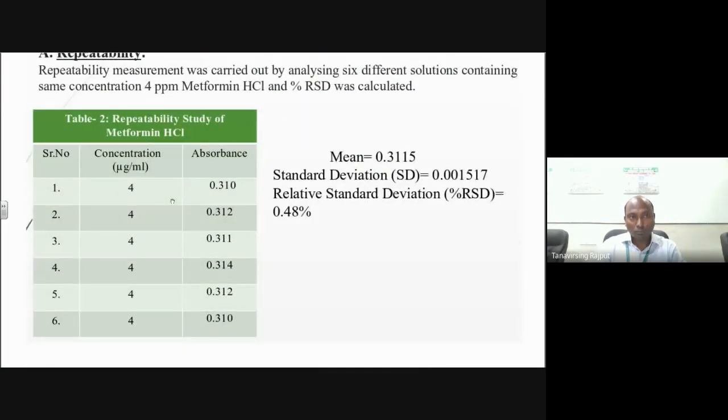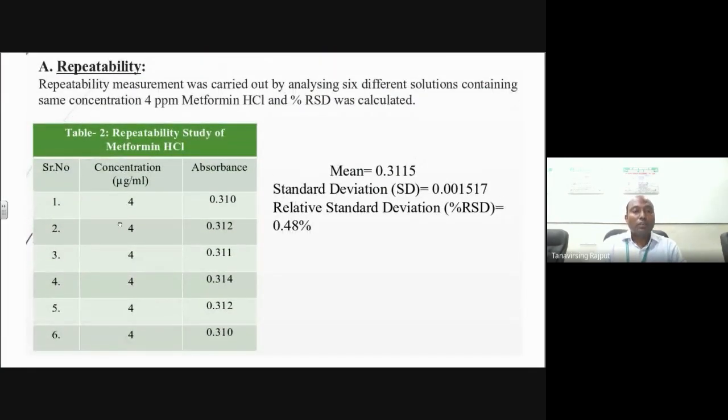For example, we can perform the repeatability study for a 4 ppm solution, and as per the ICH guideline, we have to take 6 solutions. Okay, means over here we are taking 6 sample solutions, each 4 ppm, and then we record the absorbance with the help of our UV visible spectrophotometer. Suppose we get the absorbance of that 4 ppm solution as 0.3, 0.3, 0.3. Then we calculate its standard deviation, and after that we also calculate the relative standard deviation. And if that relative standard deviation value is less than 2, then we can say that whatever method we are developing is a precise one.